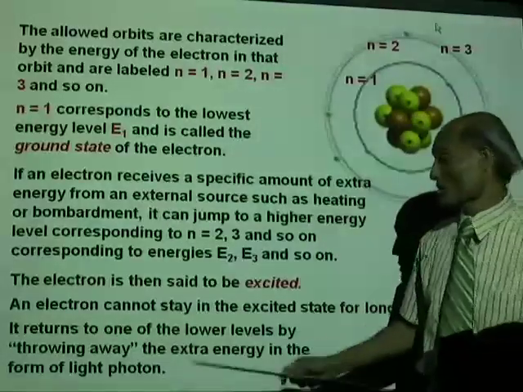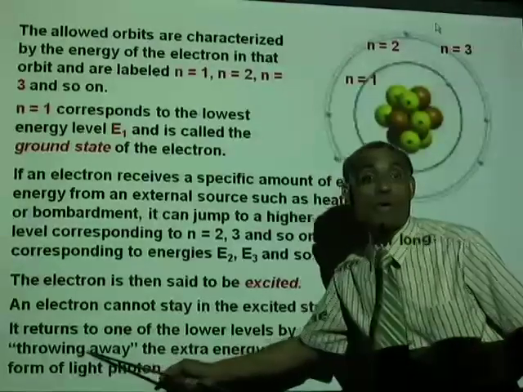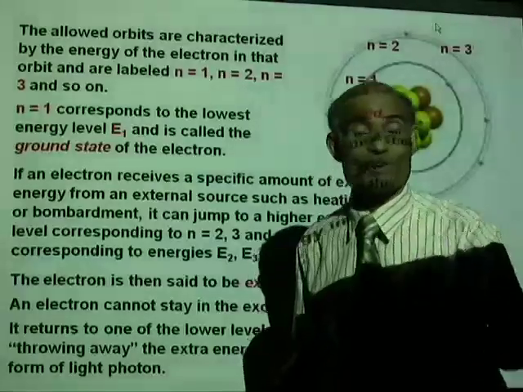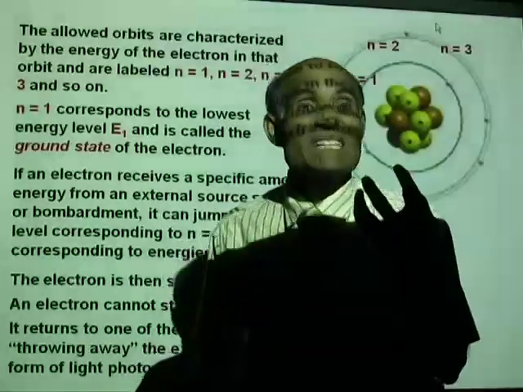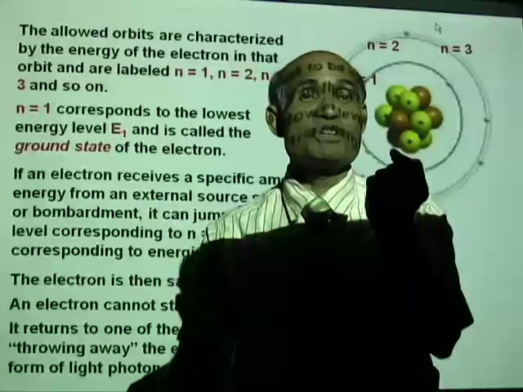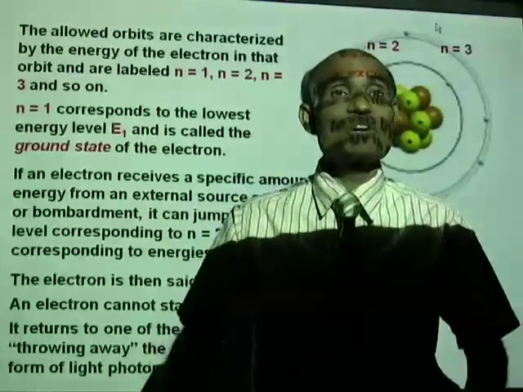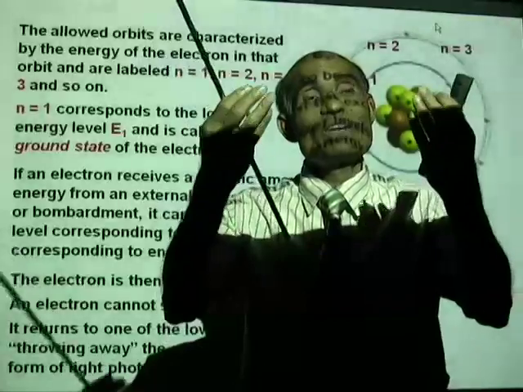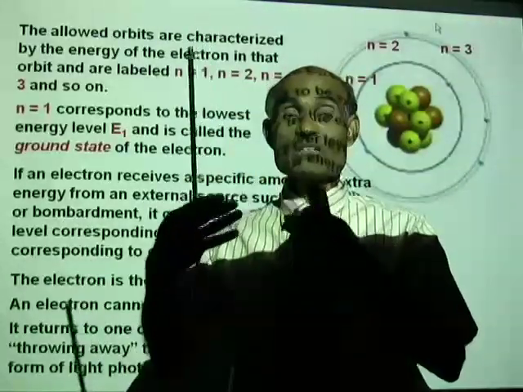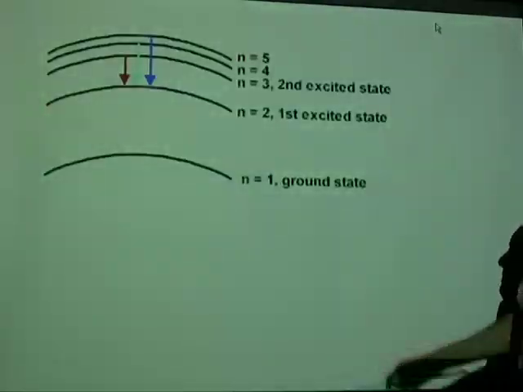Now, this electron returns to one of the lower levels by throwing away the extra energy in the form of photons. In other words, light is made up of photons. Photons are these packets of energy, the packets of energy that the excited electrons throw away when these electrons jump from a higher excited state to lower levels. And that's very important.